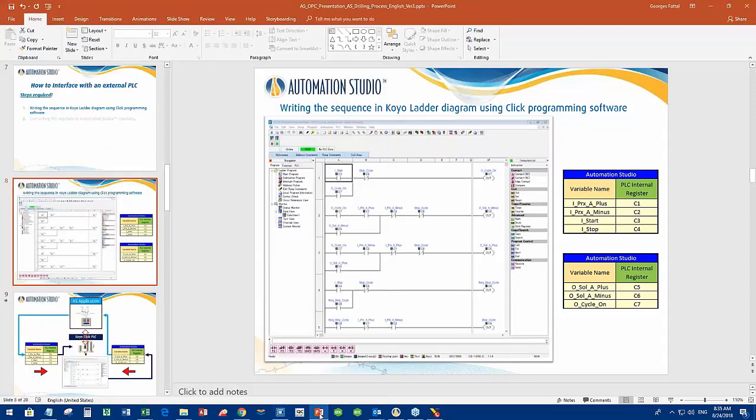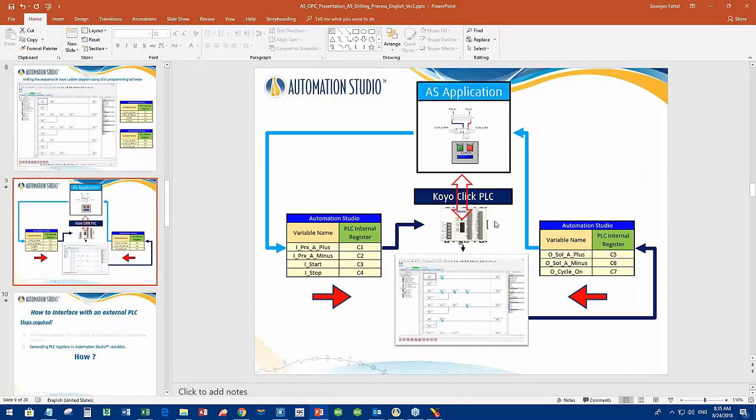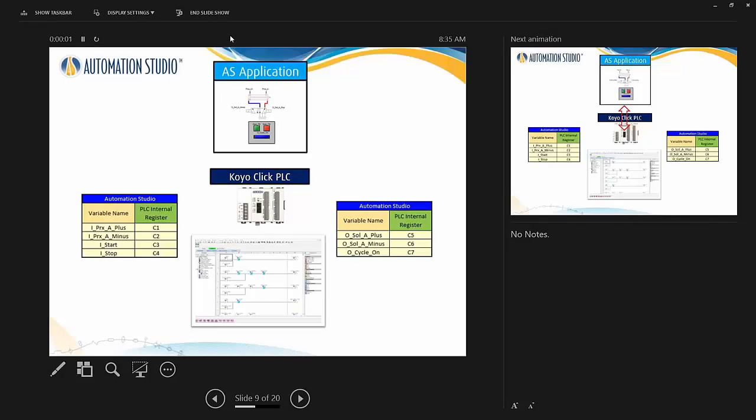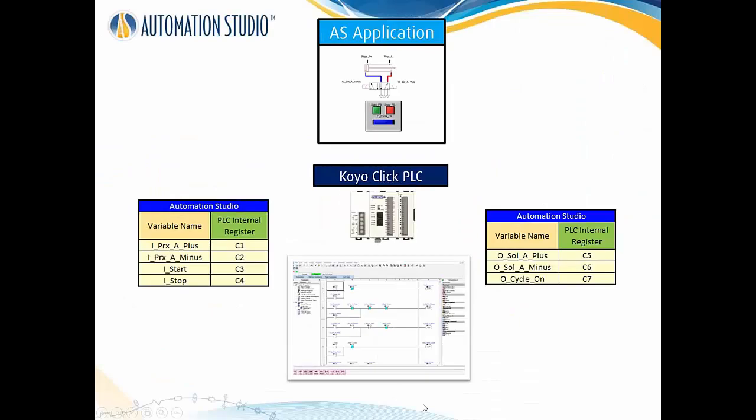Now the next step, after downloading this to the PLC, what we want to do next is this. So basically we need the PLC to communicate with the Automation Studio application. First of all, by doing this communication, we want to exchange the variables between Automation Studio and the PLC.